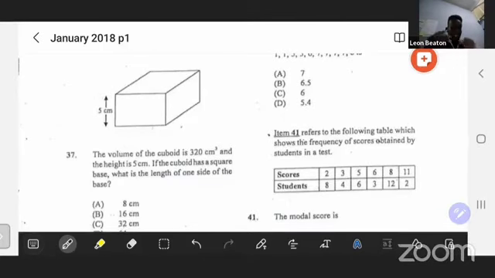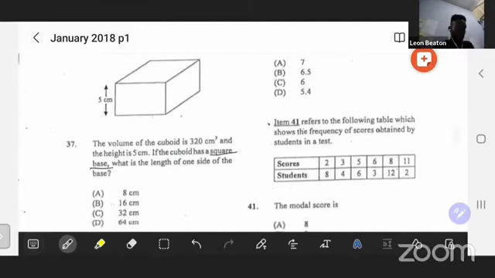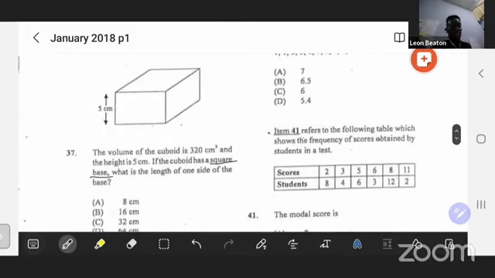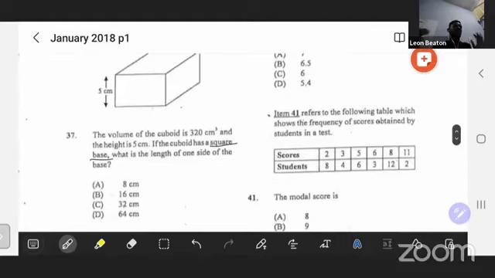If the cuboid has a squared base, very important, squared base, what is the length of one side of the base? So they give us the height and the volume, and they said that it's a square base, meaning the four sides at the bottom are the same since it's a square.